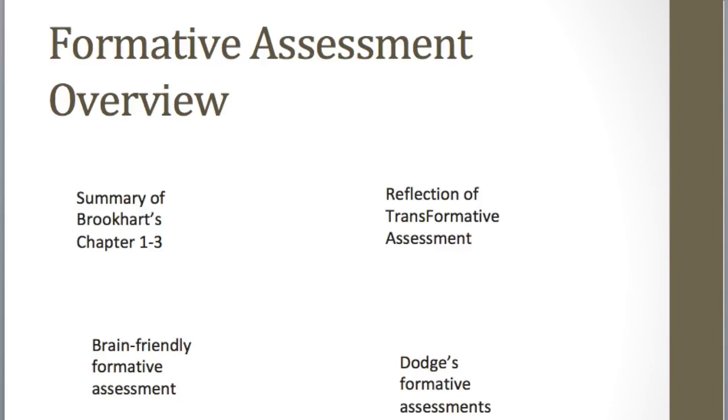Formative Assessment Overview. Summary of Brookhart's Chapter 1 through 3. Higher order thinking is when a student engages with what they know and transforms it. Every student needs to be asked higher order thinking questions regardless of their levels in school. When they are exposed to these questions, they are being challenged to think more directly related to the overall goal.